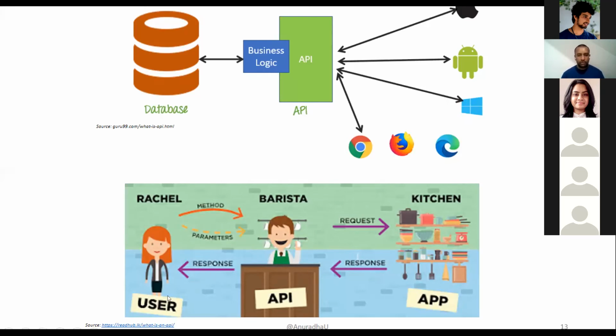So you have the user, and then the application, in this case the kitchen, and the API, application programming interface, acts as the interface between the application and you. Same here, suppose you want to use a database for storing or some sort of data requirement.